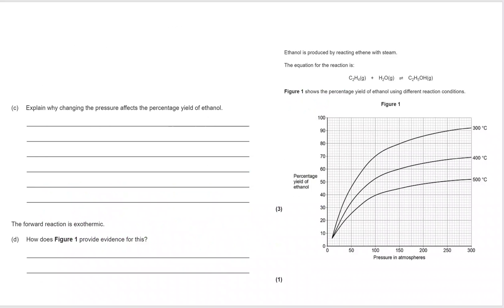On to part C. Explain why changing pressure affects the percentage yield of ethanol. Well, the first thing I'm going to do is look at the ratio of moles. I've got 2 moles of reactants and 1 mole of products. Increasing pressure will increase the yield. It will give us more ethanol.